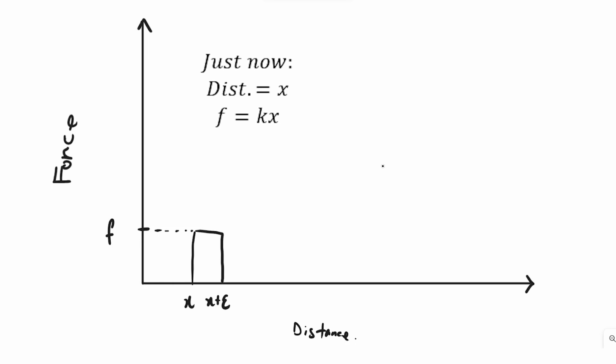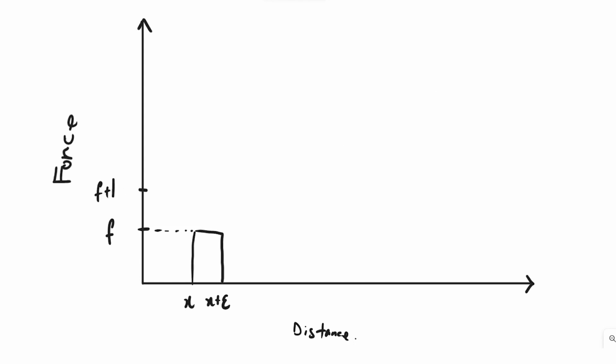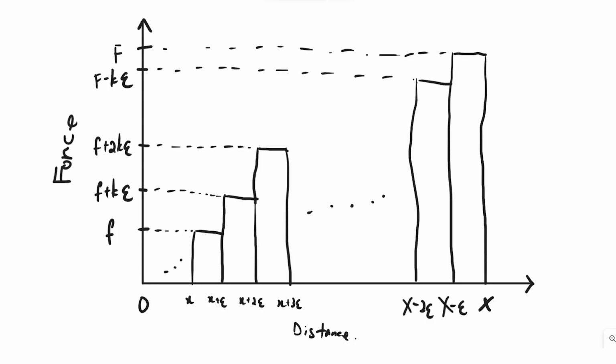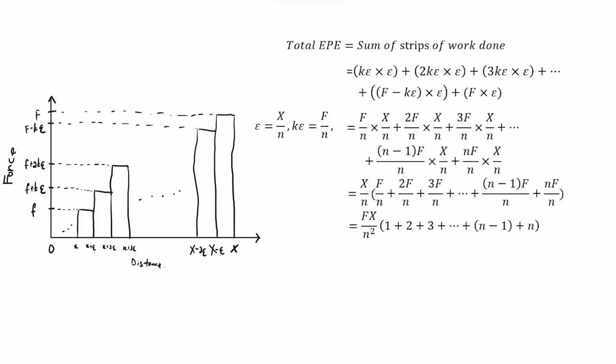But now since F equals kx, when x increases by epsilon, F increases by epsilon times k. And now this force again pushes the spring a very short distance, which is epsilon, before it increases even further, repeatedly. We notice that the change in distance is of equal value, and so is the change in force. Hence, the total work done can be written as such, where x is the total distance stretched or compressed, F is the largest force applied on the spring, and n denotes infinity, since epsilon has an infinitely small value.